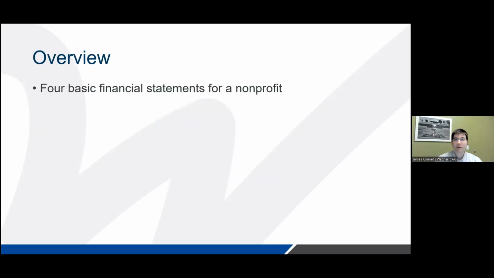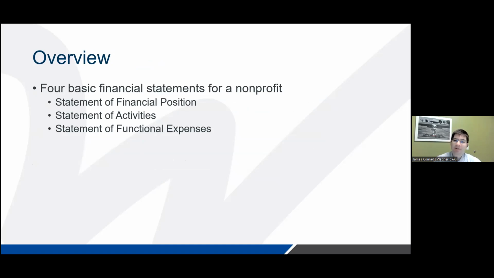Okay, so let's start way at the top. There are 4 basic financial statements for a nonprofit. We're going to start off with the statement of financial position, and that's commonly known as the balance sheet in the for-profit world. We have the statement of activities, which is analogous to the profit and loss statement in the for-profit world. We have the nonprofit specific statement of functional expenses, and everyone's favorite, the statement of cash flows.